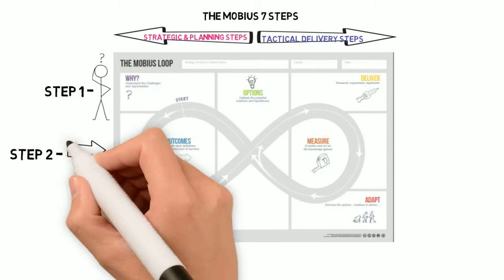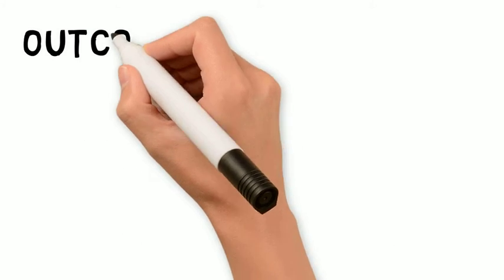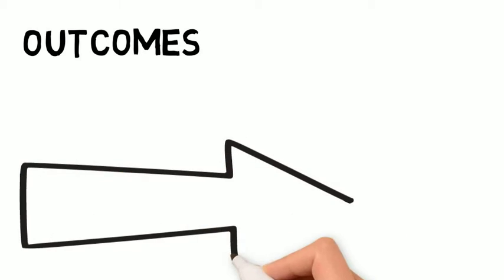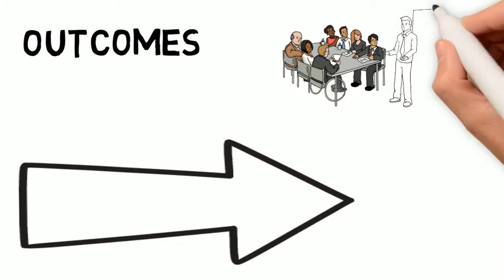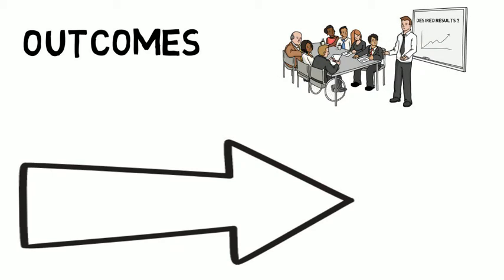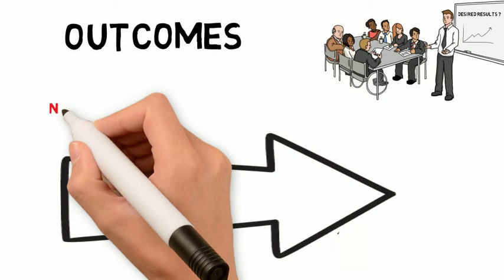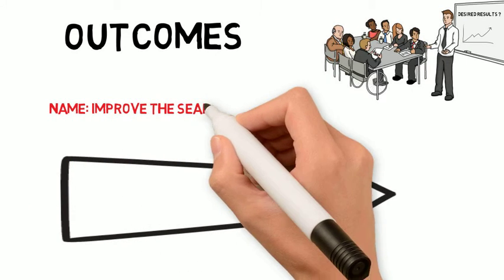What is success? Outcomes describe what success looks like when the problem is solved, the desired results and the goals that they want to achieve. So they sit down and discuss what their desired results are with clearly defined measures of success. This is often when the penny really drops. So they name it. They start with a defining statement that describes the direction of improvement as well as the subject of improvement. In this example, improve the search response times.